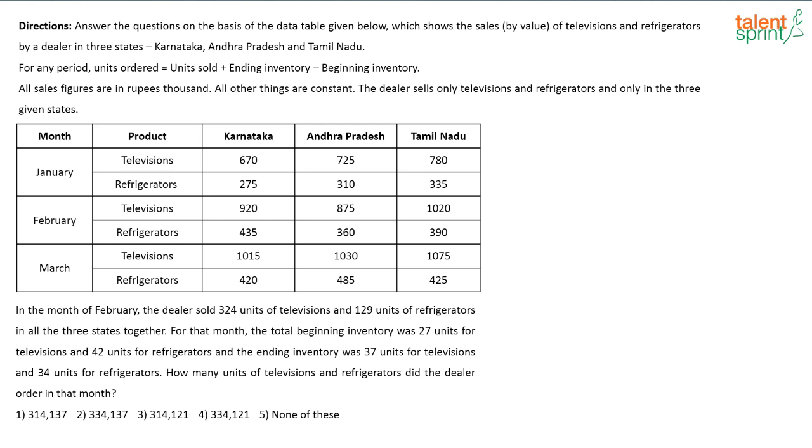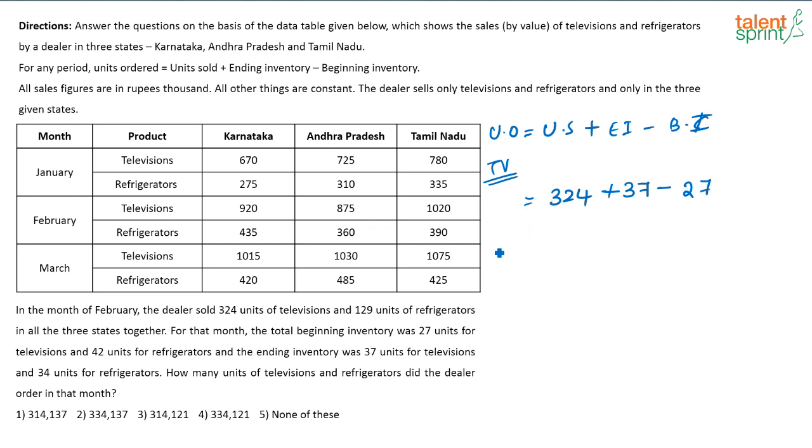Yes, in the month of February, the dealer sold 324 units of television and 129 units of refrigerators. So, units ordered is equal to units sold plus ending inventory minus beginning inventory. In the first case, I am looking at TV. For the month of February, the dealer sold 324 televisions, and for that month the ending inventory for televisions was 37 units and the beginning inventory for television was 27 units, right.